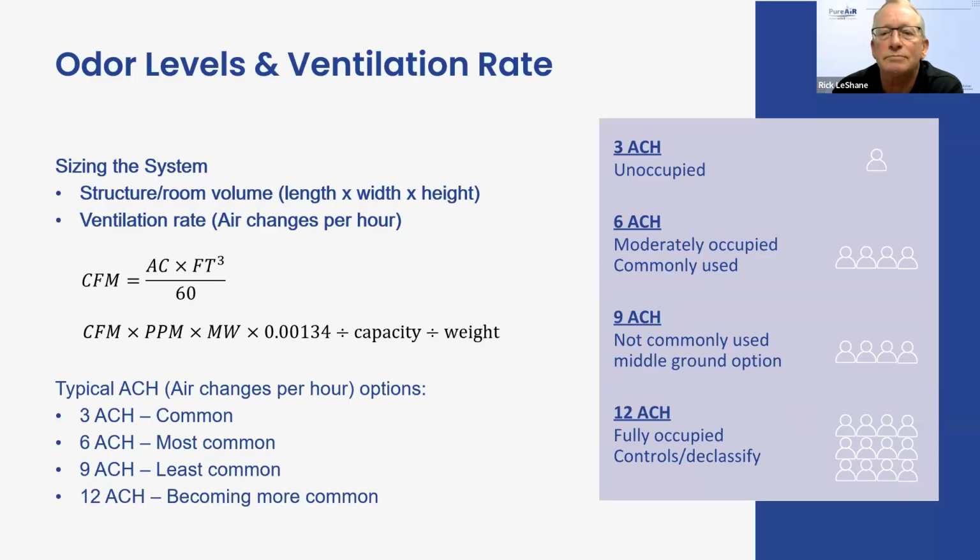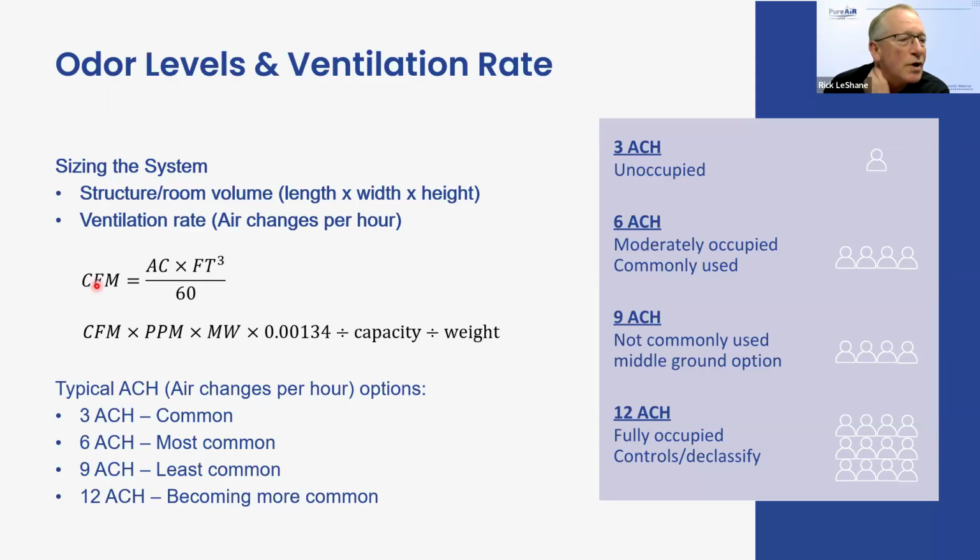Let's see. So here's this formula right here that can help you figure out, say, your CFM when you are sizing a system. Here's your air changes that we've been talking about. Then you're going to know your cubic feet or your volume, which again is very important, of the structure that you're pulling the gases from. You divide it by minutes, and that'll give you the CFM that you need to size the system for.